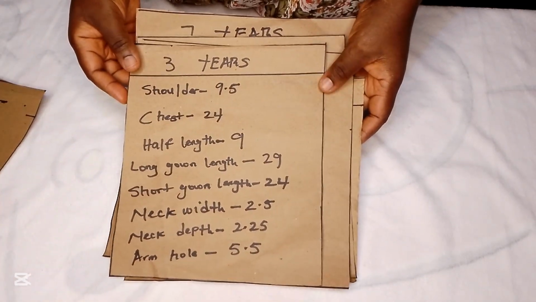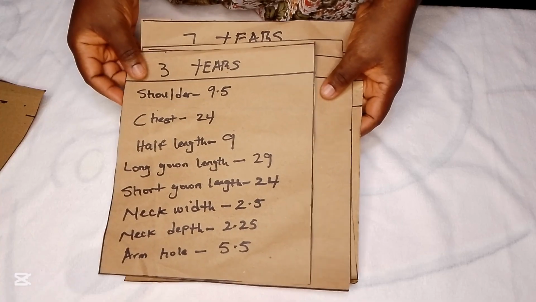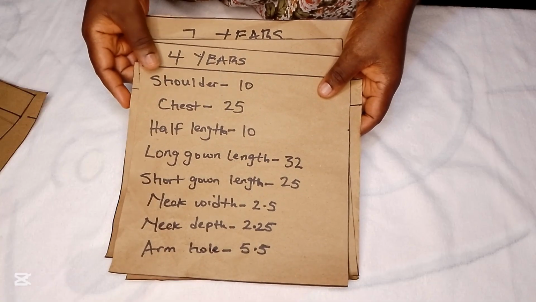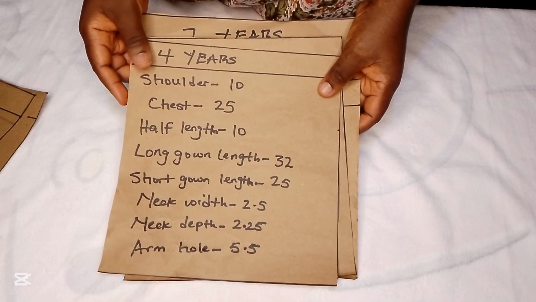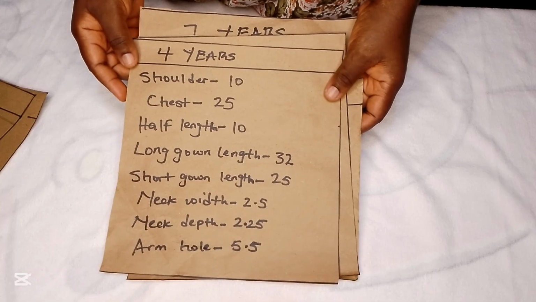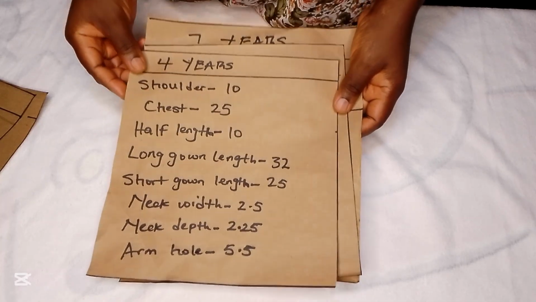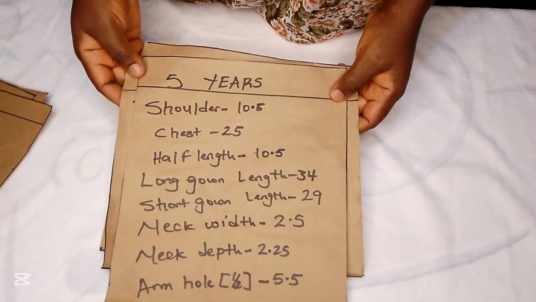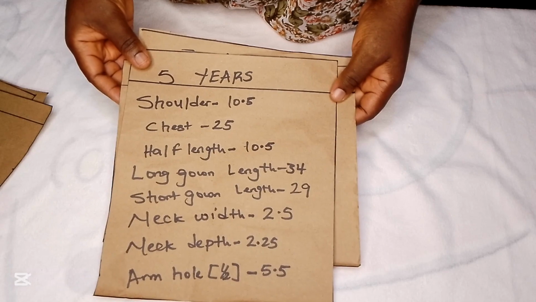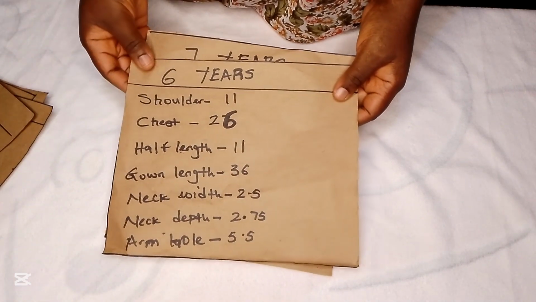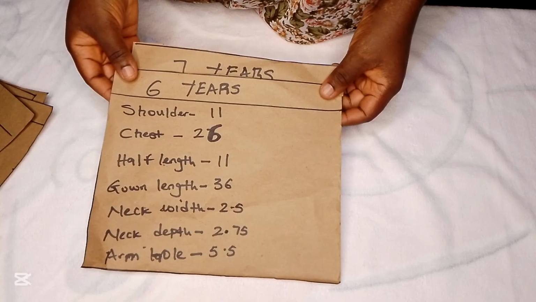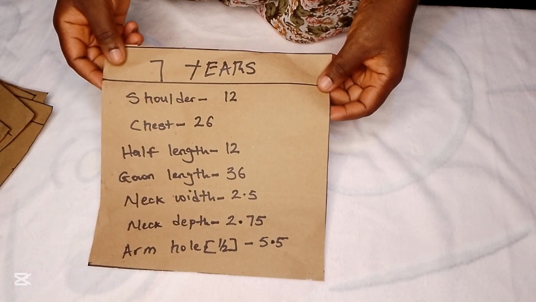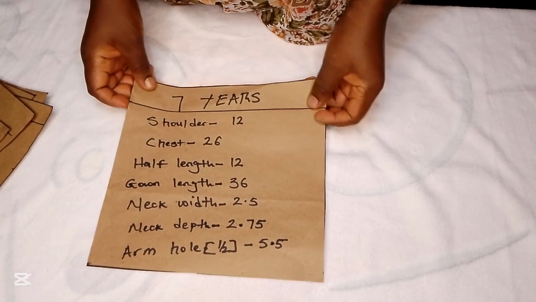This is for 3 years old. Kindly note that this tutorial is beginner friendly and you will learn how to draft perfectly. This is for 4 years old. Kindly note the measurements. This is for 5 years old. Kindly note it down. This is for 6 years. Kindly note it down also. And this is for 7 years old. Kindly note it down. All these measurements are standard.